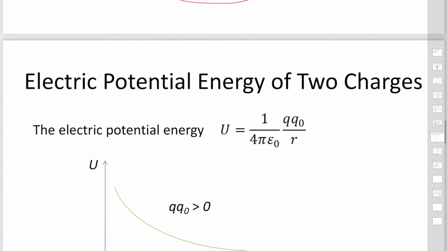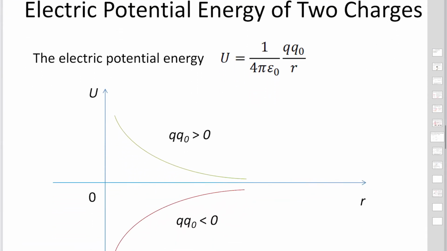The electric potential energy of the two charges depends on the product of q and q sub 0. If this product is positive, electric potential energy is always a positive quantity. If the two charges are close, potential energy becomes high compared with the two charges far apart.